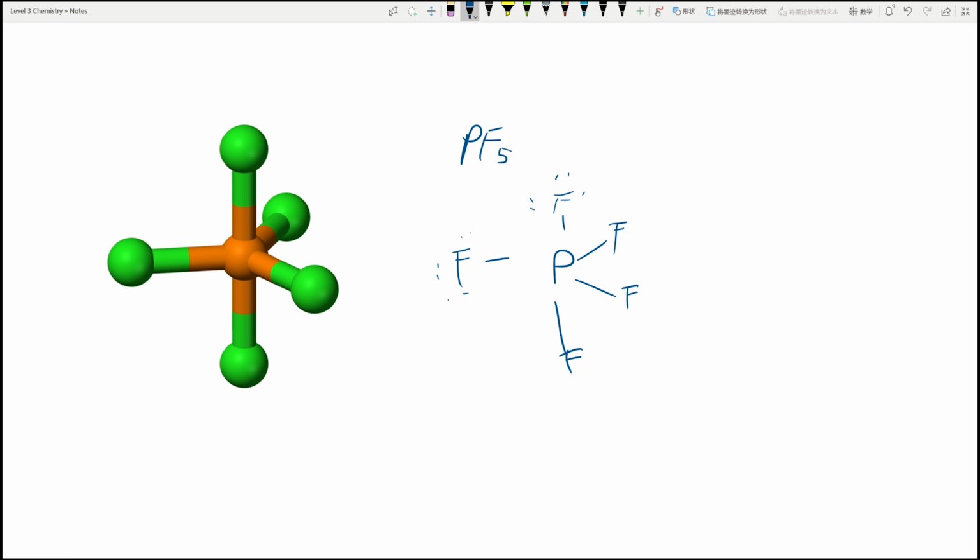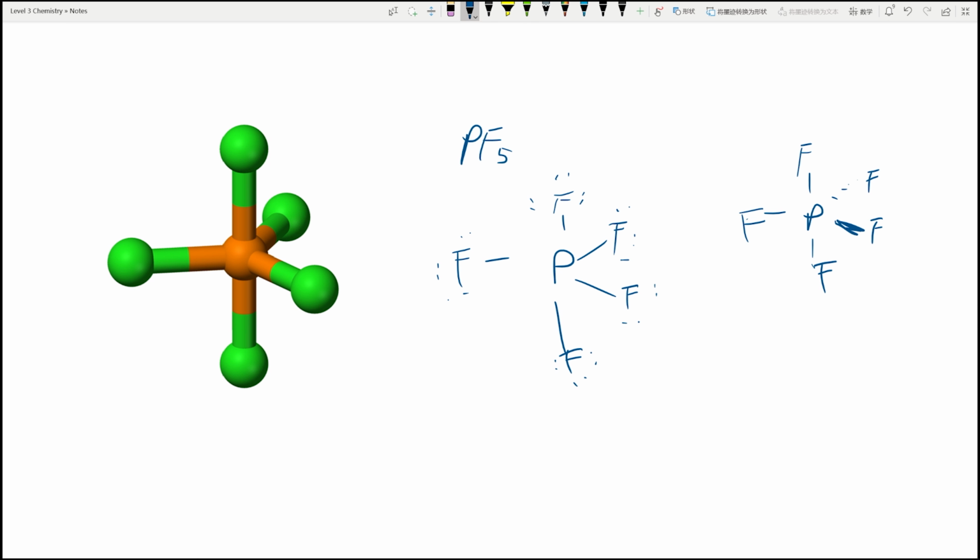So PF5, that's what it looks like. If you were to draw the 3D diagram, something I didn't mention, you can do it like this. Okay, now what shape would that be called?